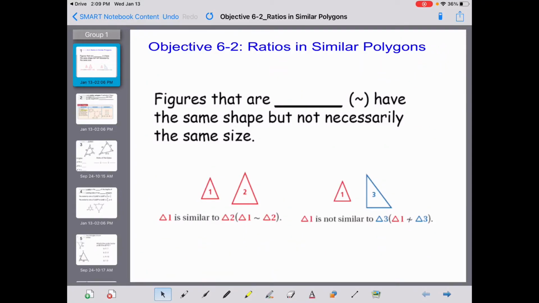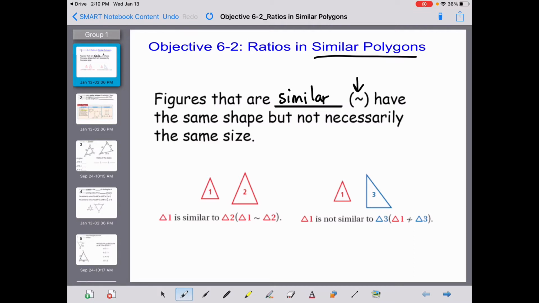All right, Objective 6.2, ratios and similar polygons. Today we're going to talk about similar polygons and why they're important. So figures that are similar, and you'll notice the little symbol there that we'll use for similar figures, have the same shape, but not necessarily the same size. So if we look at our example here, 1 and 2, triangles 1 and 2 are similar.